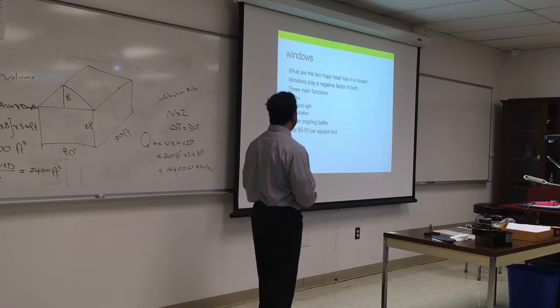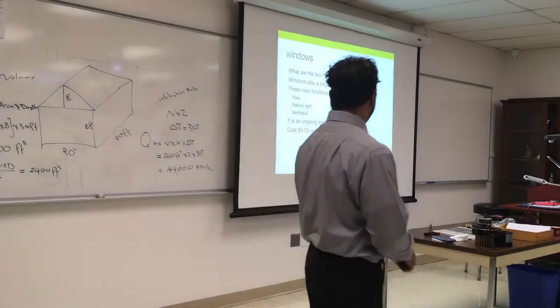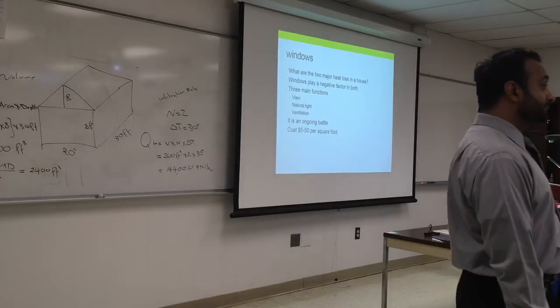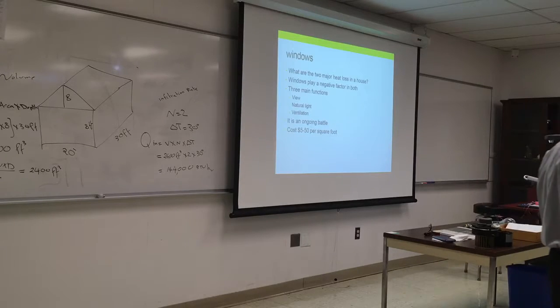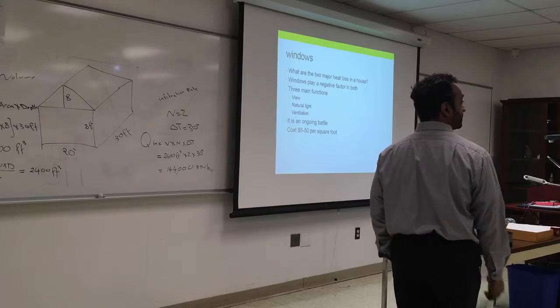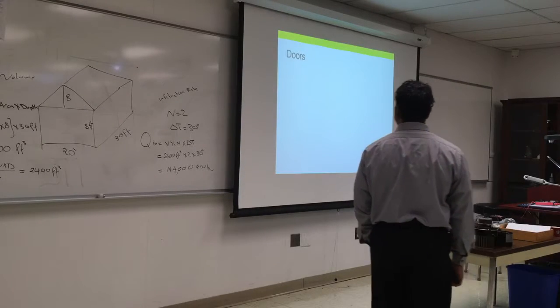It costs between $5 to $50 per square foot. And that's a lot. That's for the window by itself, not the installation cost. And there's a lot of regulation that has to do with the installation, especially if old windows have asbestos in them or something. Dust is going to come out when you move it.